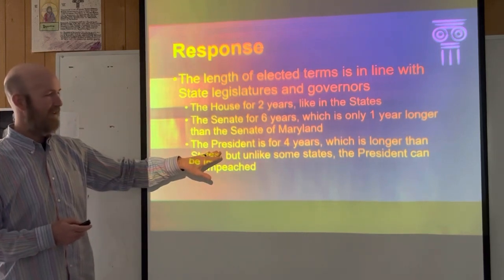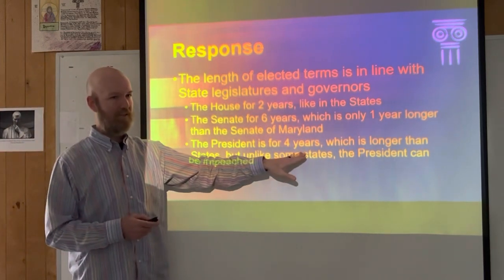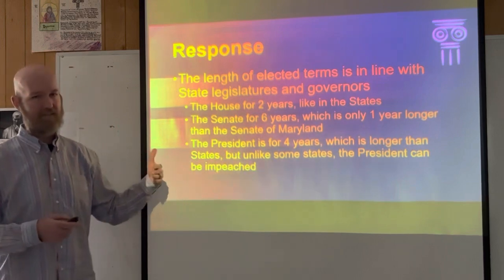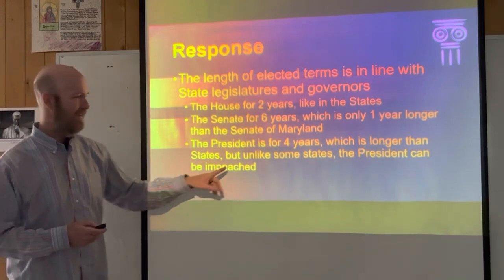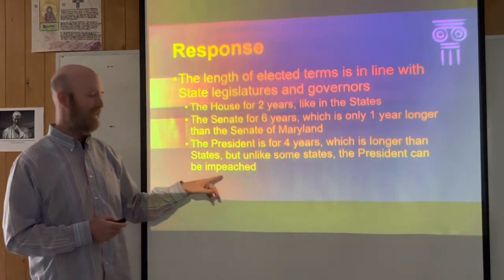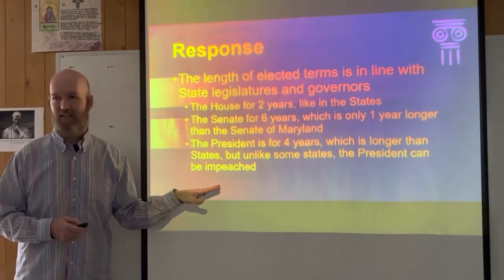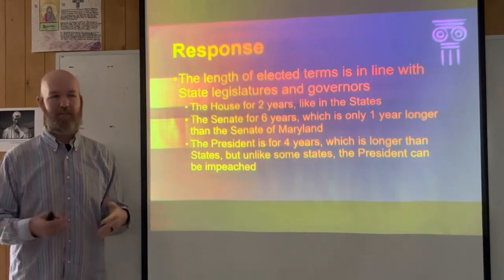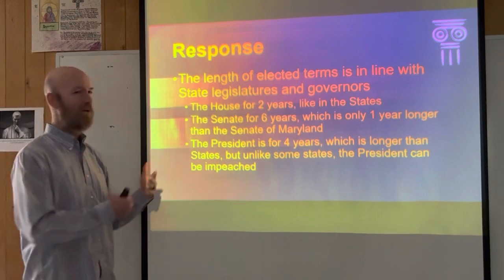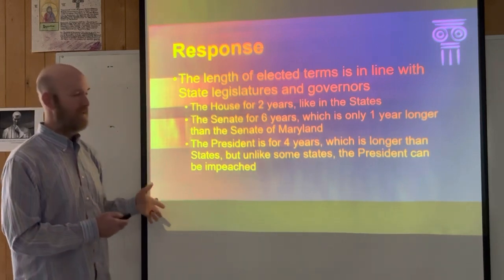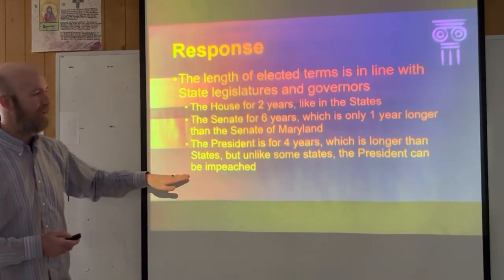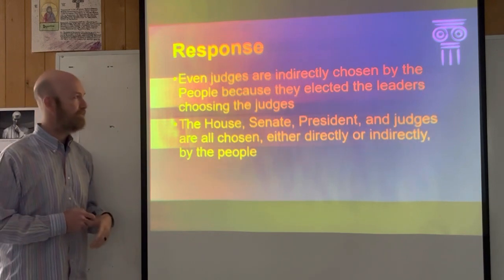Then they go into the president. They say the president is elected for 4 years, which is longer than many of the state governors. But unlike some of the states, the president can be impeached. So they say that actually keeps the president a little more accountable. So even though the president's elected longer than some of the governors, they're still elected and they can be impeached, so that keeps them accountable.